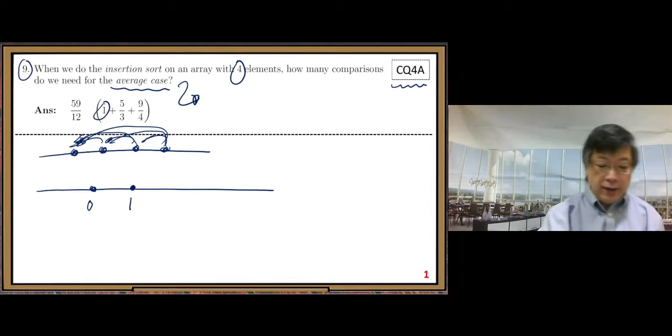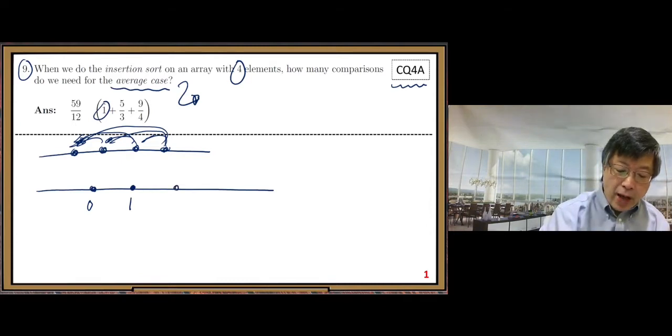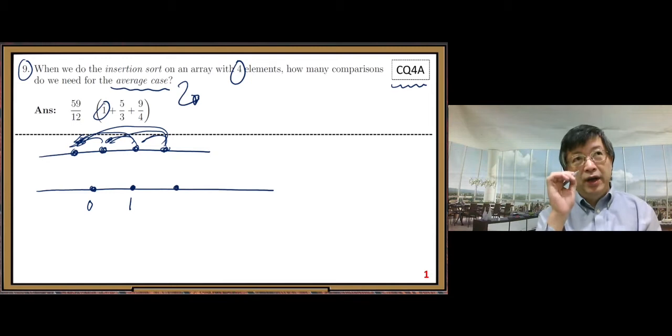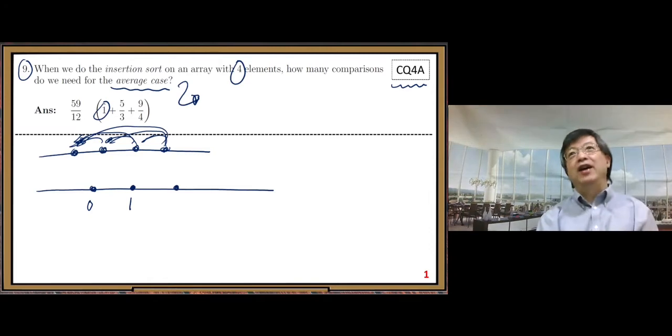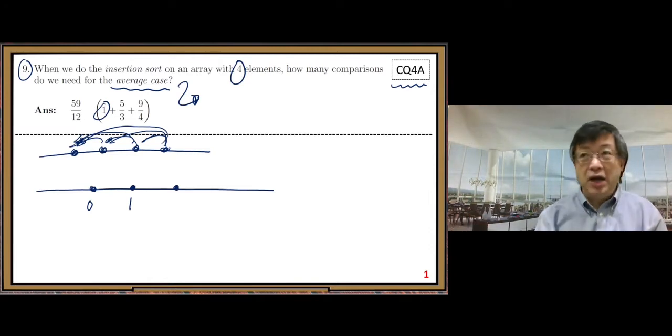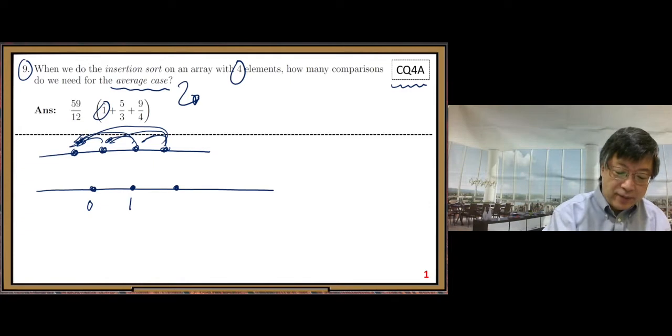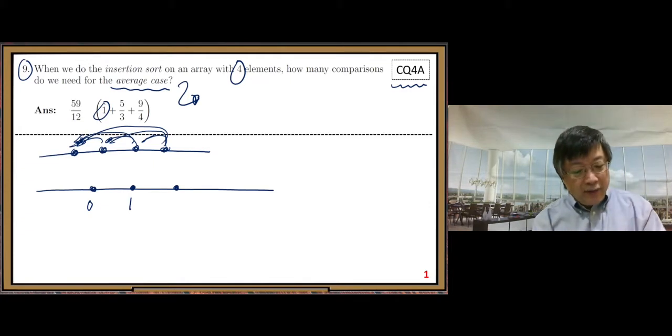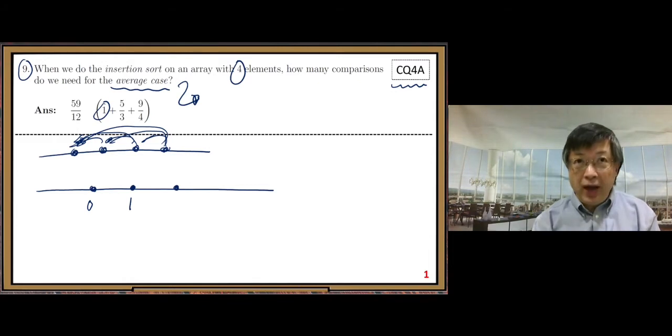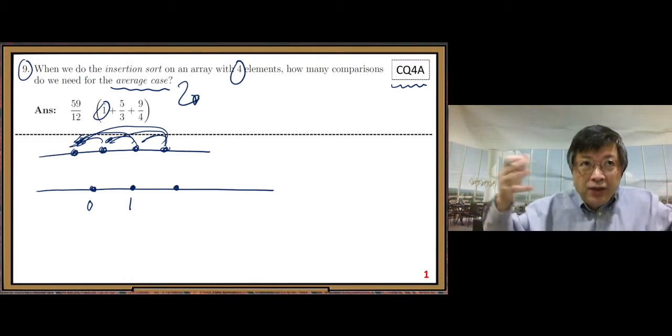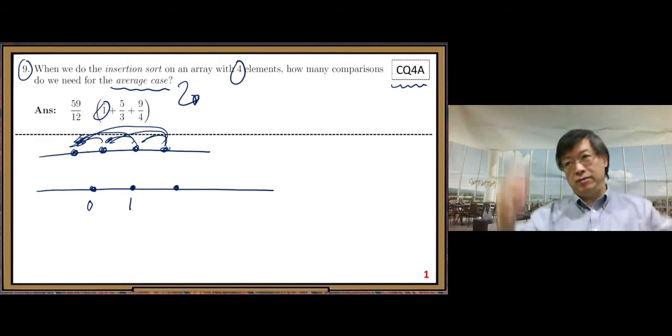Now, the third element. You need to consider several cases, right? How many comparisons? We need to do the calculation, right? So look at the number of cases we have. How many cases do we have? We need to factor in all the cases. Do not miss any.